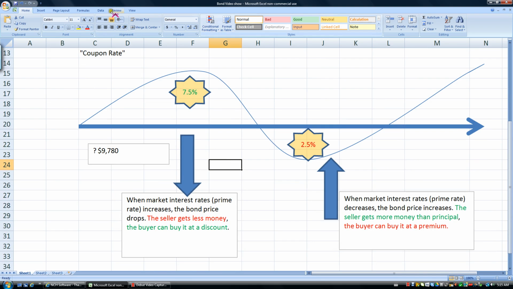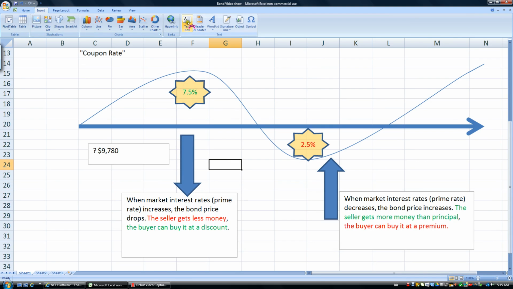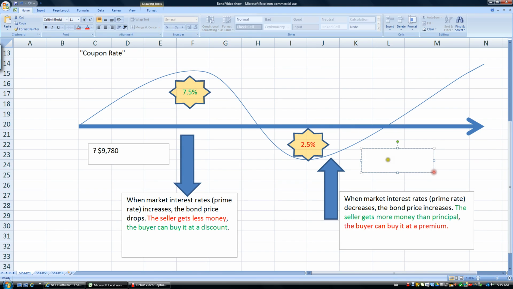And if you're going to be selling that bond, you may be getting a little more than what you put in. You may be getting, I'm going to put a question mark because we're not sure, it depends, but you may get $10,590 possibly. So this is a basic concept that when market interest rates go down, that is, the prime rate decreases, bond price is going to increase. So the seller gets more money than the principal, and the buyer has to buy it at a premium. So in this way, the seller is happy, but the buyer is not so happy.